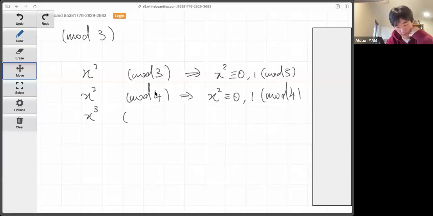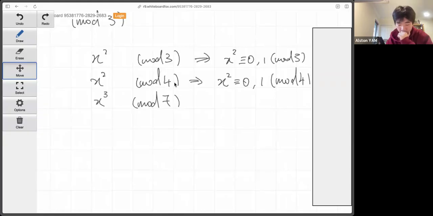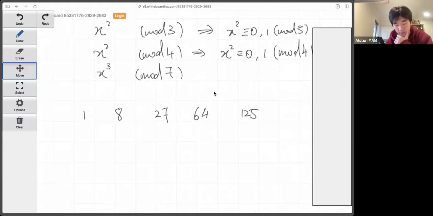x cubed under mod 7, that actually gets pretty interesting, right? Because let's just do some examples. Obviously 1 cubed we got 1, and we got 8, 27, 64, 125. I'll just go up to here. If we analyze them under mod 7, this one is 1. This one's 1 mod 7. This one's 6 mod 7, well, that's just minus 1 mod 7. What is this one? Because 7 times 9 is 63, this one's 1.